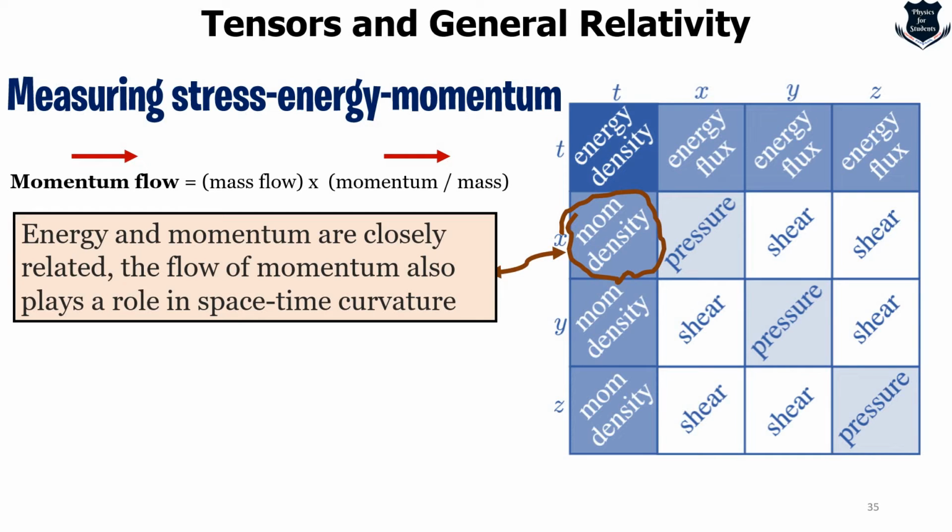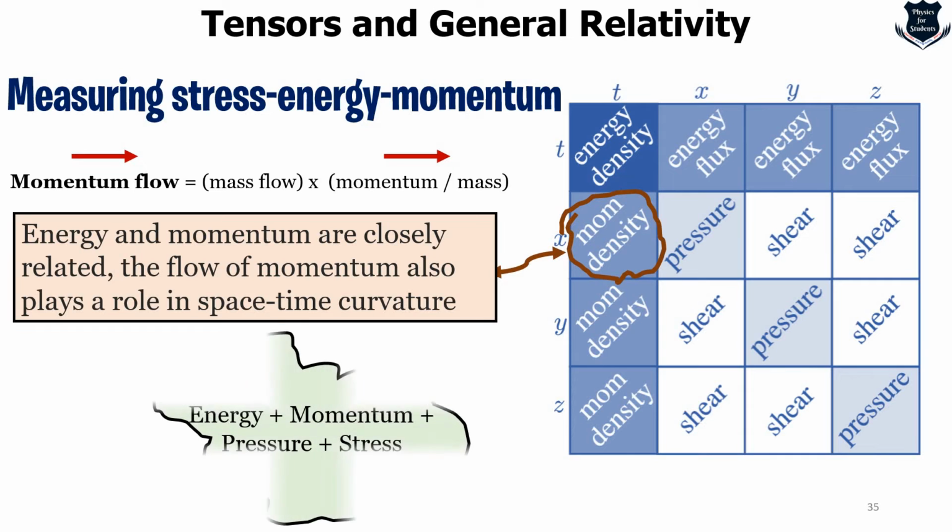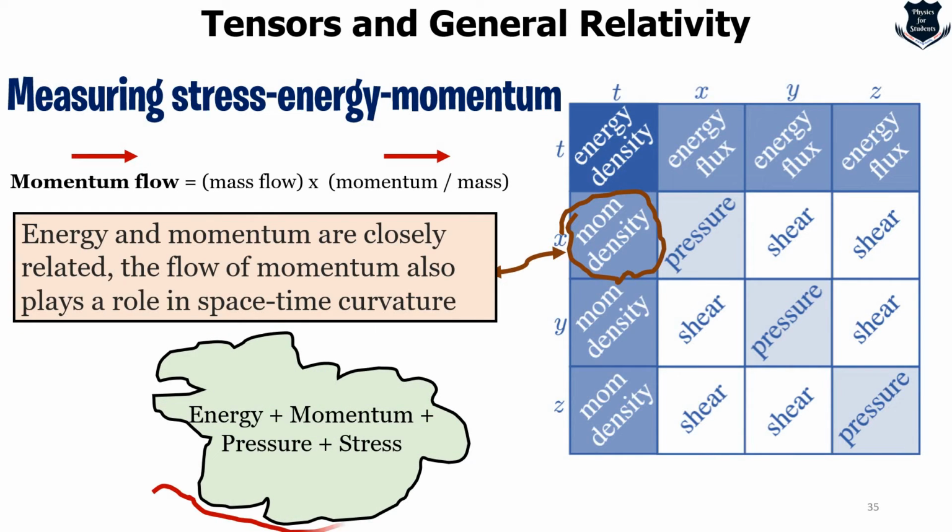So all these components are in a kind of a matrix. So now you see how linear algebra and tensors are related, and that is why I made the video on linear algebra first, and now I'm coming to the matrix part, the tensors part. So energy plus momentum plus pressure plus stress actually makes up the entire curvature. So this is one part of tensors and general relativity: the stress-energy-momentum tensor, how it is composed, and how coordinate transformations are important.